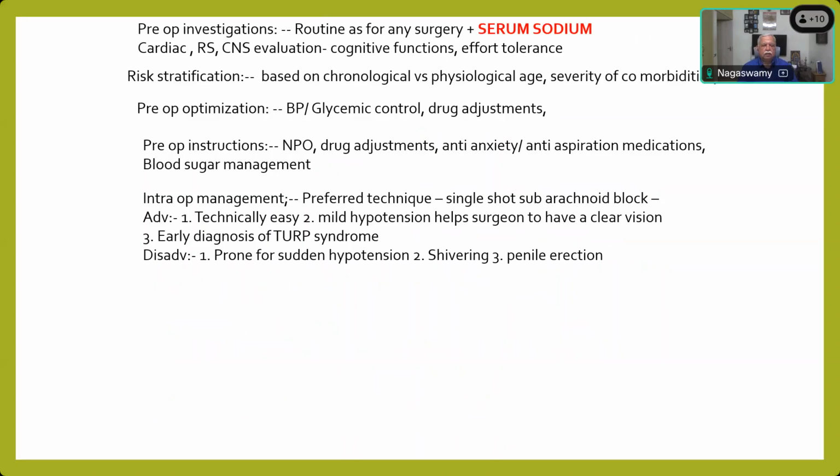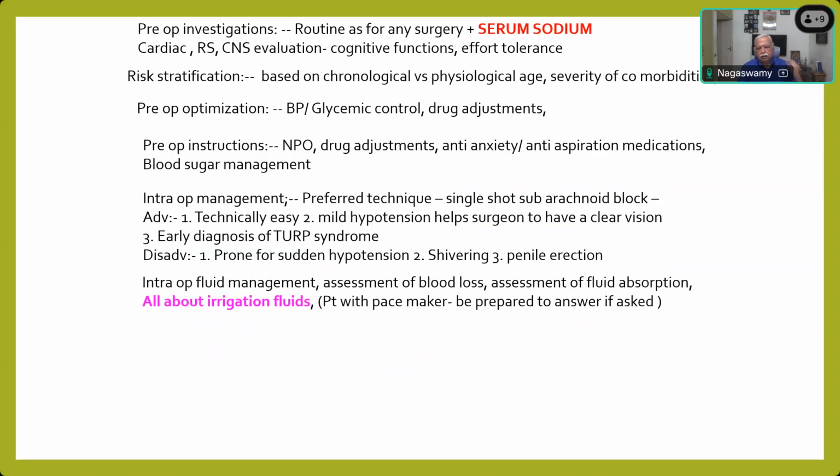Disadvantages are that sometimes in elderly patients, the spinal may cause very severe hypotension. Contrary to the normal, it may cause severe hypotension. And some patients will start shivering during the surgery. And sometimes in the initial stages, there will be a penile erection, which will prevent instrumentation. Proper insertion of the resectoscope will be difficult.